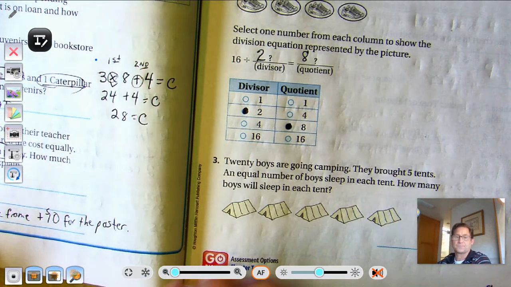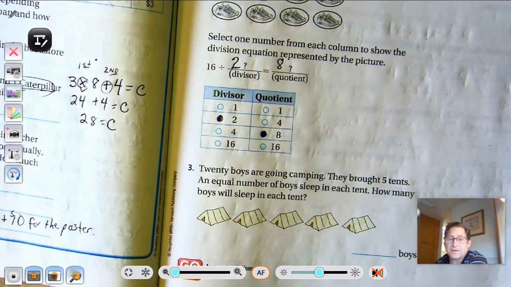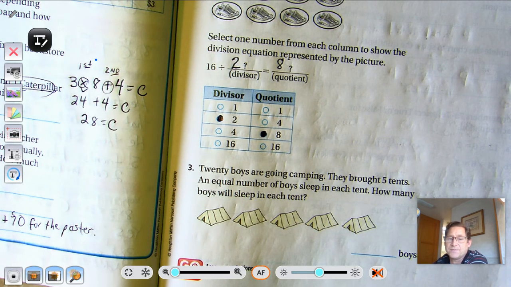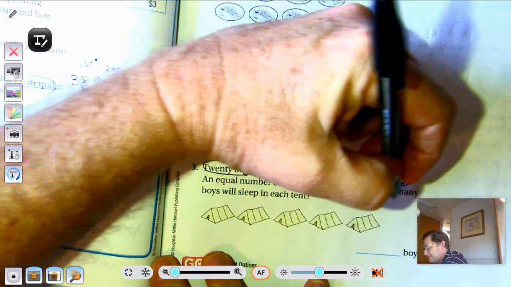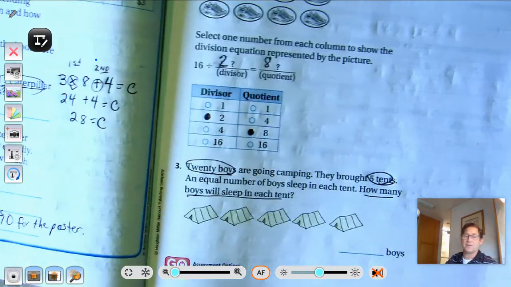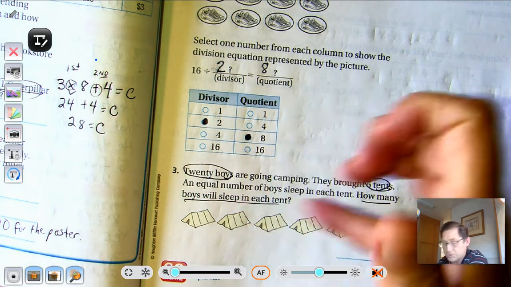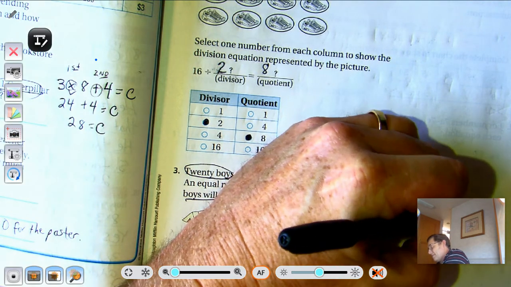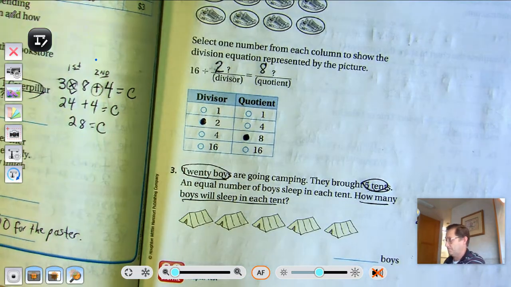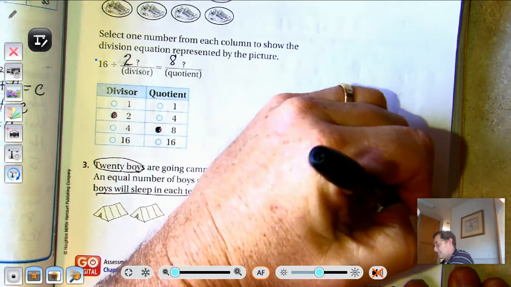Okay, number 3. 20 boys are going camping. They brought 5 tents. An equal number of boys sleep in each tent. How many boys will sleep in each tent? So we have 20 boys, 5 tents. How many will sleep in each tent? Well, we can use these 5 tents that they've already set up for us as our groups. Normally we could draw circles, right? So the division problem would be 20 divided by 5 groups equals what?